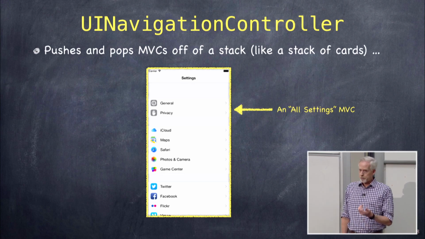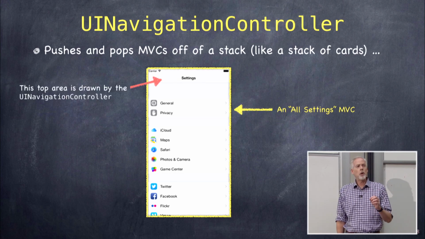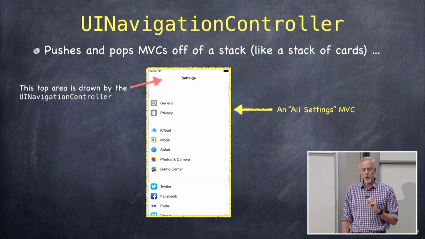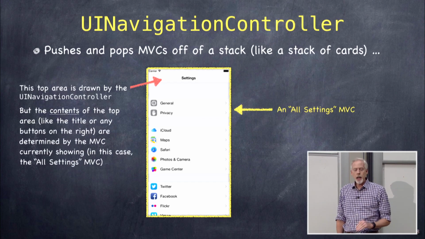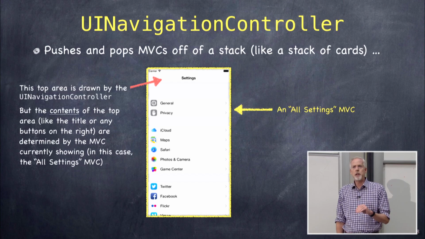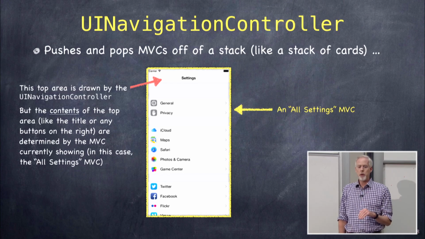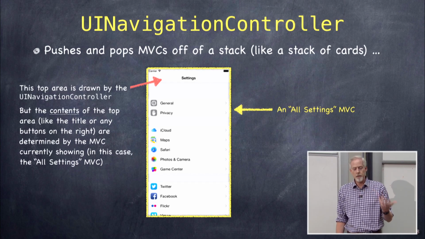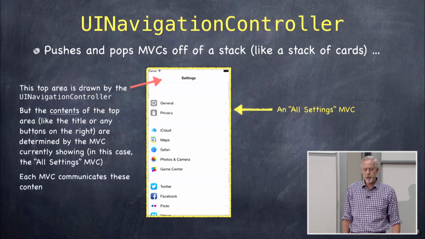You can see that the navigation controller, as part of its view, does actually draw a little bit. At the top, it draws a little title there. It says settings. That's not part of the MVC that's showing right there. But the contents in that title are driven by whatever MVC is on top of the card stack, the one that's showing. So that's called settings because the MVC that's there is the settings MVC. So it's being driven by what's there.